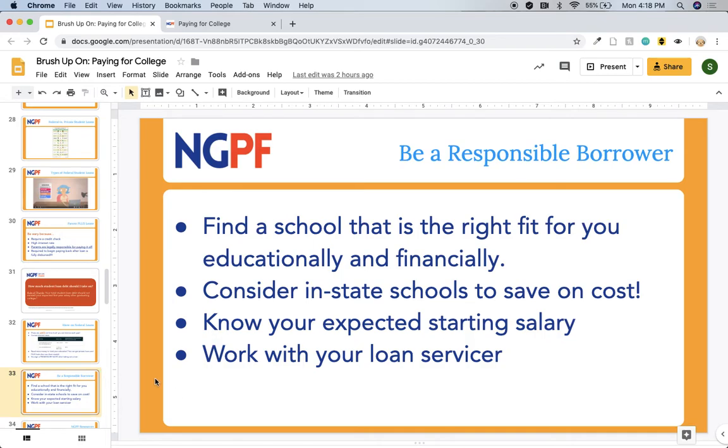And it's also really important to let students know that they can actually work with their loan servicer. They should definitely know who they should be contacting if, for any reason at all, they are unsure of the terms of their loan or the repayment options available to them.